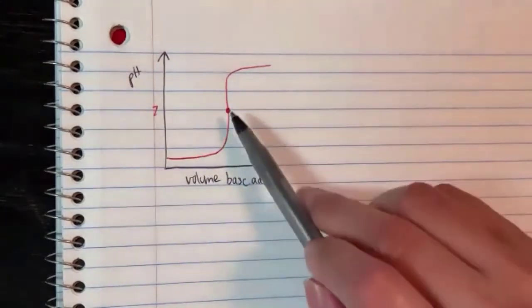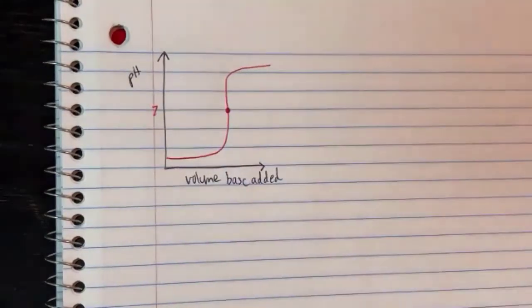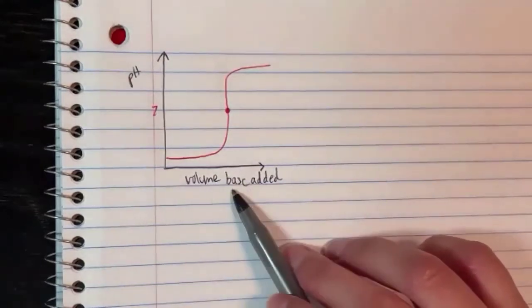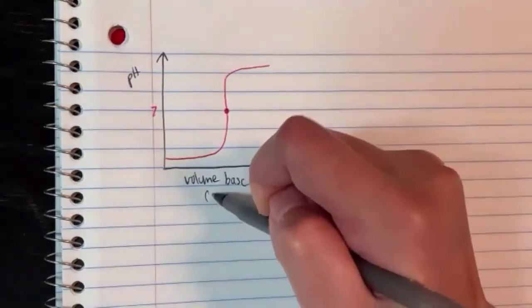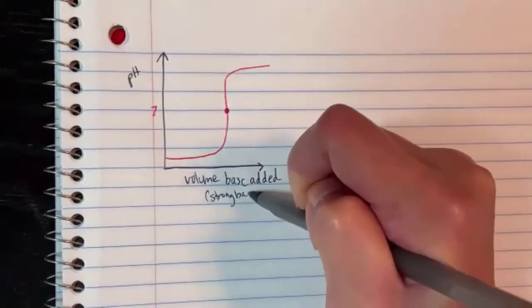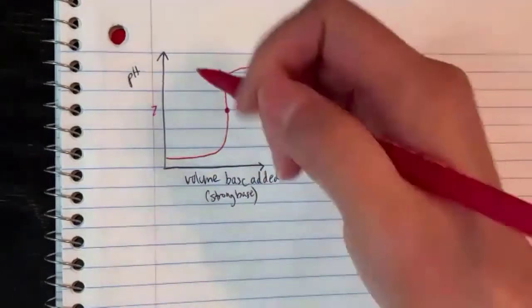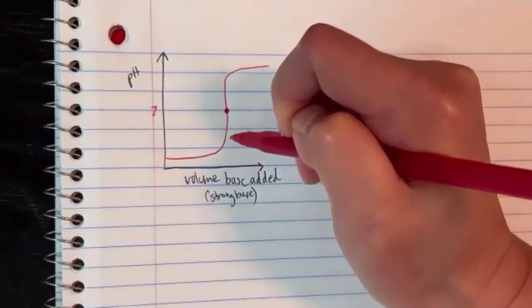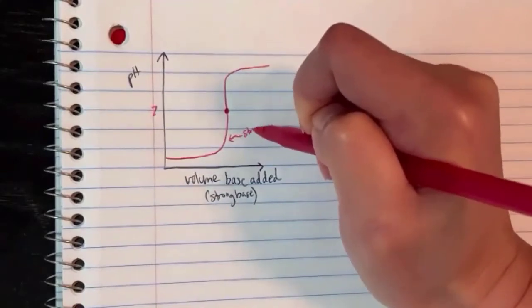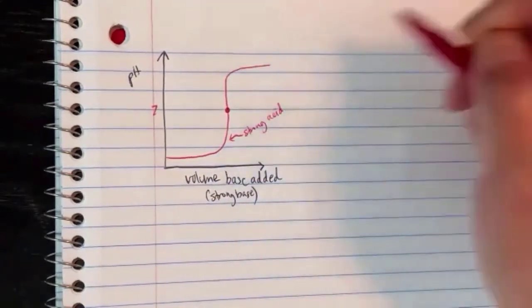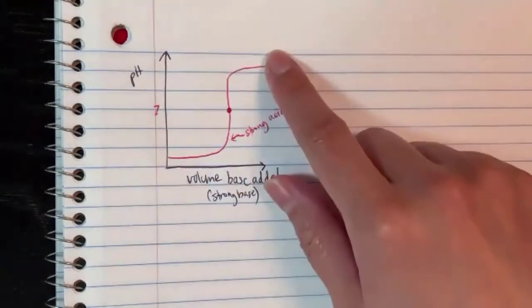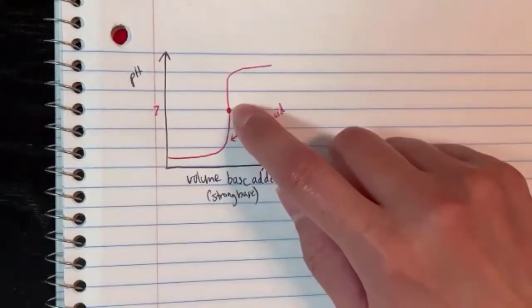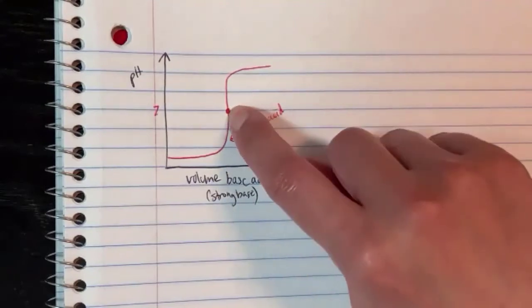Okay, now because it's 7 right here, the base probably is a strong base, and this is a strong acid. Okay, so I'll write down, I can tell this is a strong base. And the red line here, the whole red line, is strong acid. Okay, now for strong acid, you don't have to talk about pKa or whatever. It's just this right here. Just know that this is a pH 7 equivalence point.